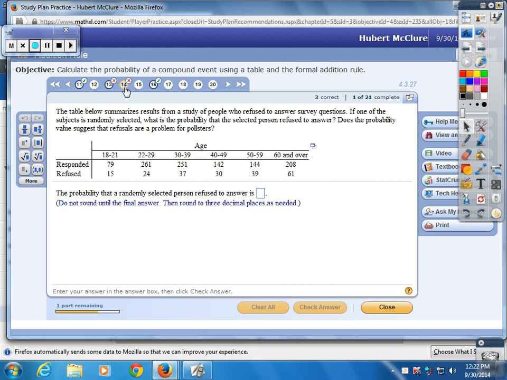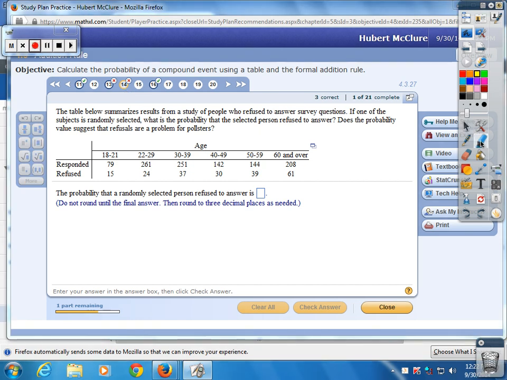Okay, so if there's no overlap, then you just add and put over the denominator. If it's just asking you for a probability, then you just do whichever probability. If I just want the probability of 18 to 21, then that would be 94 over 1291, or whatever that total is. So the only time you need to worry about an overlap is when there is an overlap. And that is the addition rule. Question.